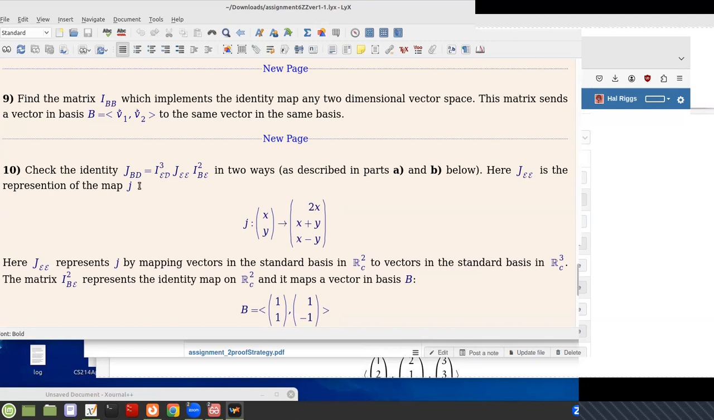So you're given a representation of a map in the standard bases, and you're asked to find the representation of the map in B and D by going through this procedure where you're using basis transformations, which are representations of the identity. So you don't actually have to understand everything. I've tried to lay it out so you don't have to understand the meaning of everything. If you can follow the directions and do everything, it should just work out.